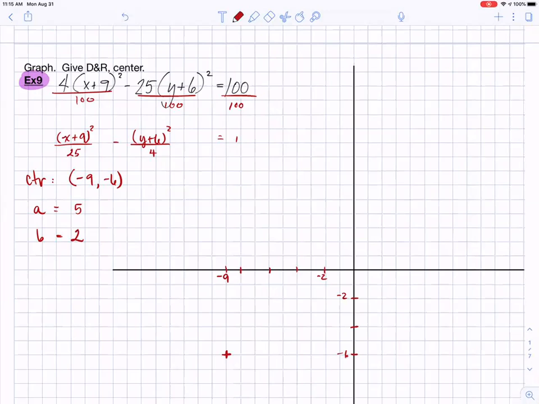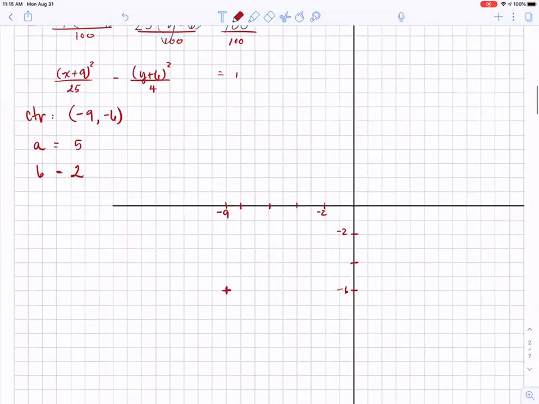So your A's and your B's are going to hand you your box. Your box is going to hand you your asymptotes. Your asymptotes will help you draw the hyperbola. Okay, now let's put that into practice. Let's see what that means. Because right now it doesn't make a whole lot of sense, okay?